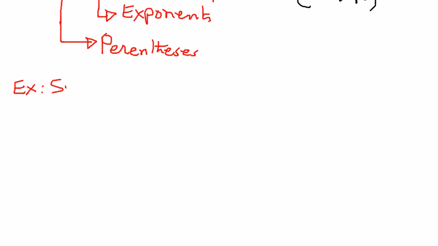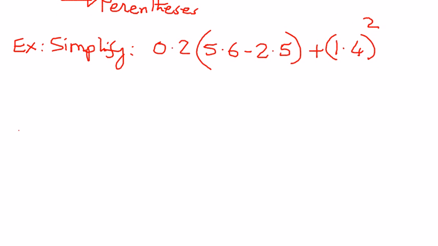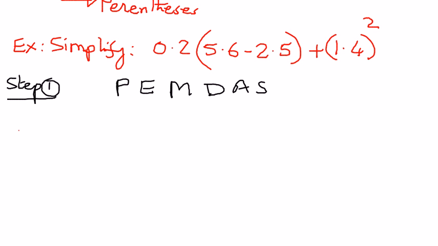We want to simplify 0.2 open parenthesis 5.6 minus 2.5 close parenthesis plus 1.4, the whole thing raised to the power of 2. So this is what we have. For this example, we want to follow these steps. Step number 1: we will write down the order of operation process. We're going to use PEMDAS to perform the operation.